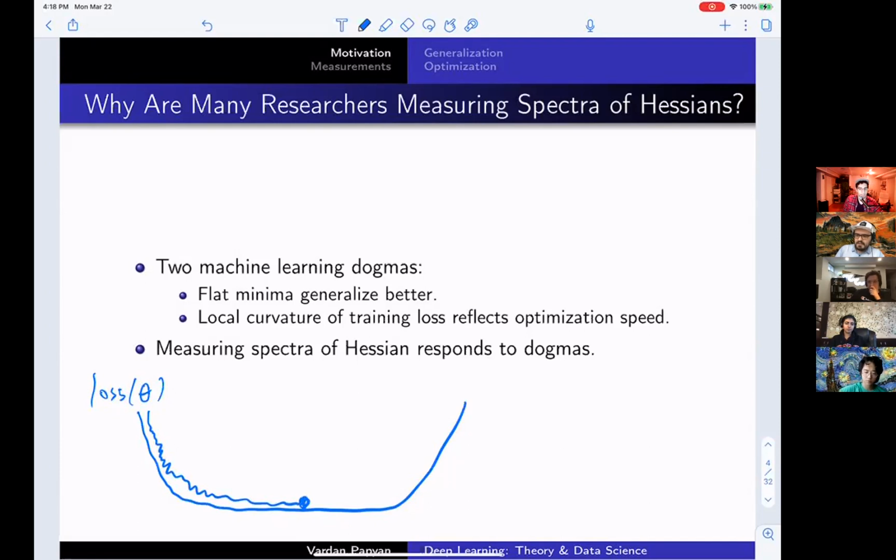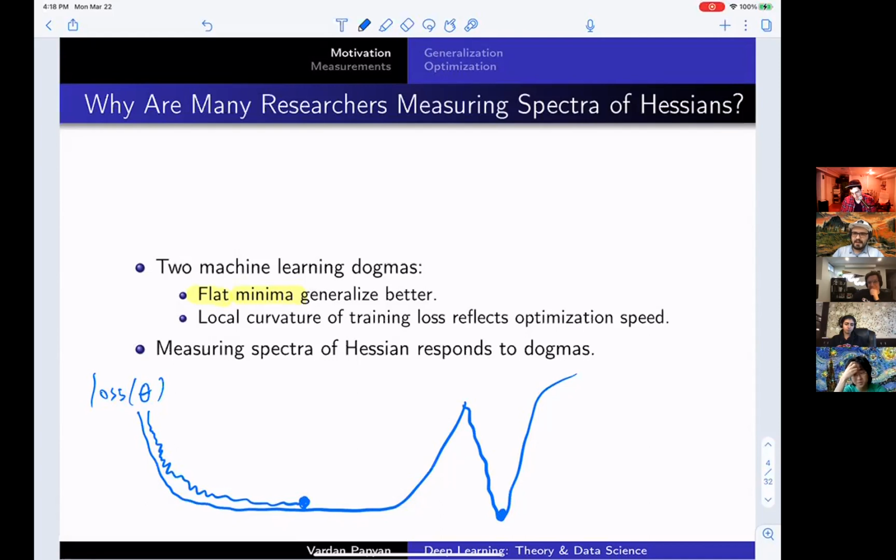People believe that if you reach a point which is flat, then your generalization error is going to be good. So flat minima generalize better. So what's a non-flat minimum? Imagine if you had something like this and you converge here. This is not flat. Flat on the left, not flat on the right. Okay? So these are dogmas. Just accept it as a belief. Now, the second reason why people are interested. Are these dogmas in fact true? That's a good question.